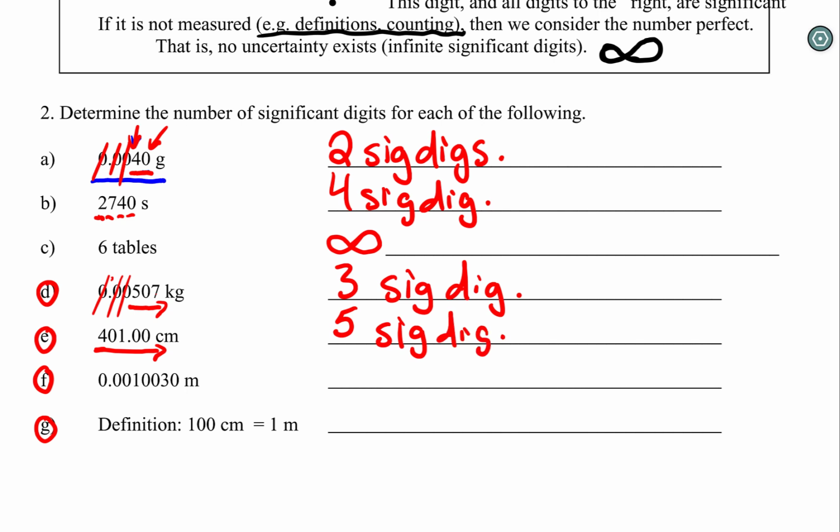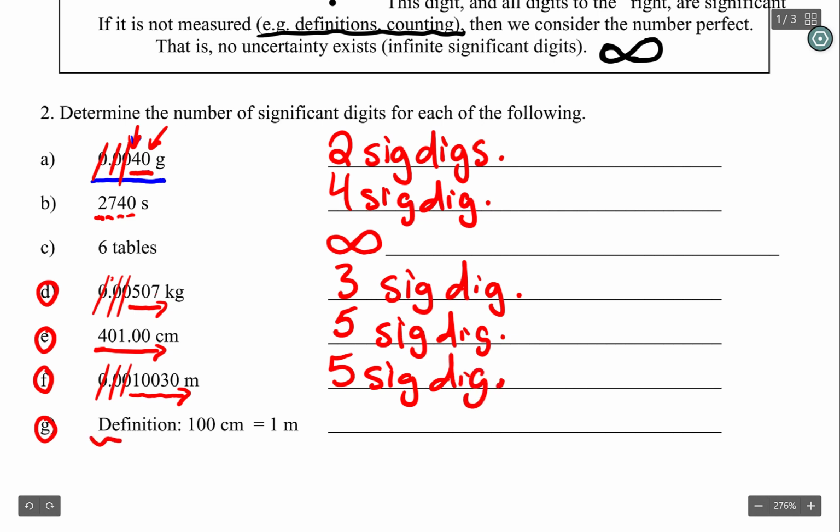For F, I start on the left. I get a 0 to start, another 0, another 0. They do not count. Once I hit my first significant digit, all numbers after it will count. So 1, 0, 0, 3, 0 would count. This would be 5 significant digits.